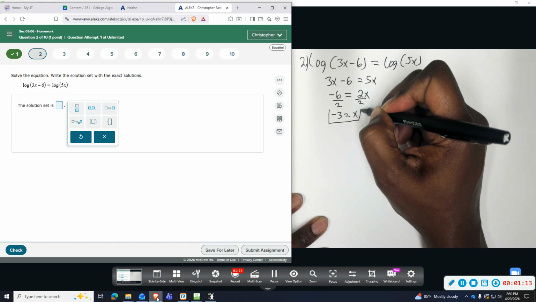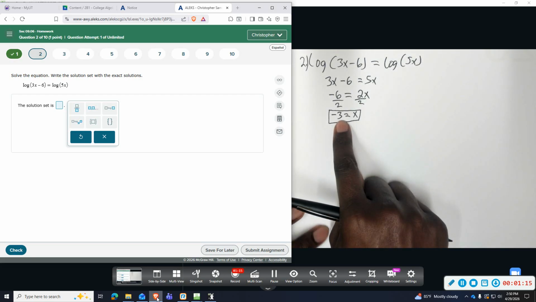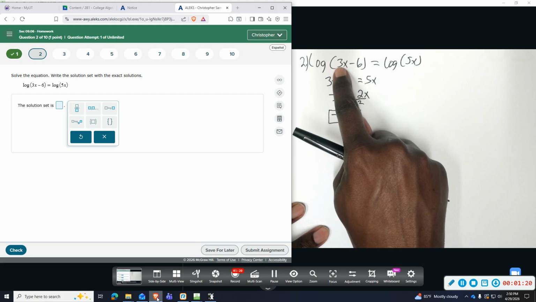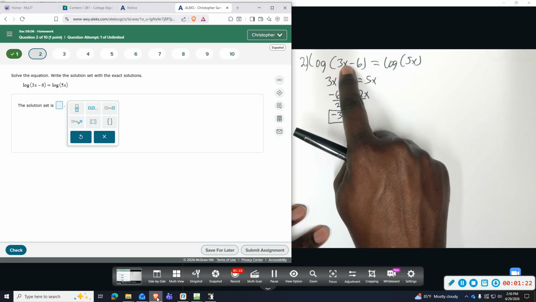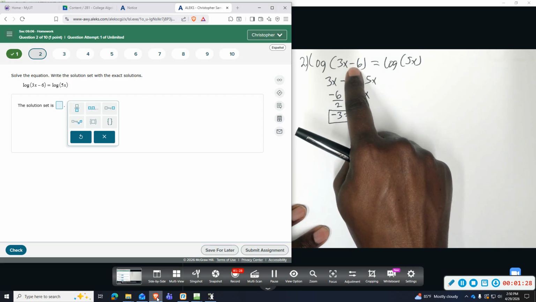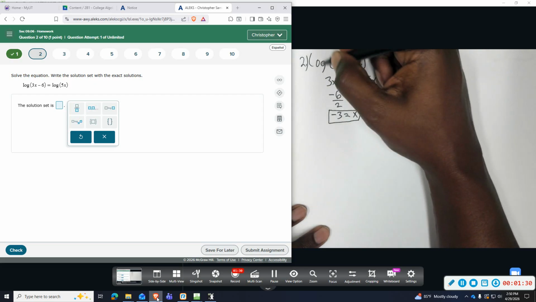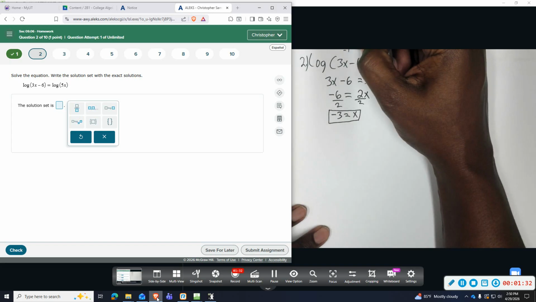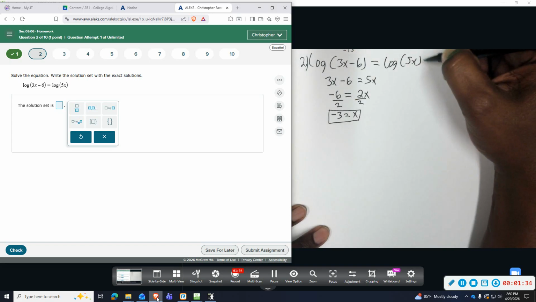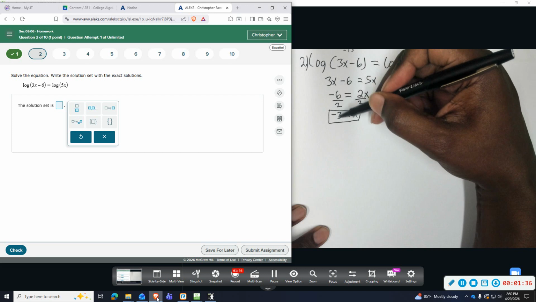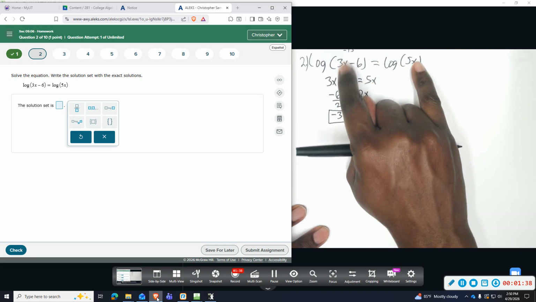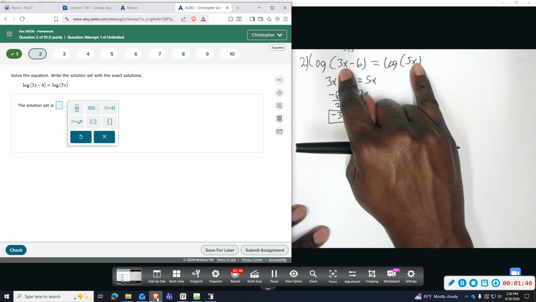Now, this is the solution that we got. We need to check it. If we plug in a negative 3 here, we get 3 times negative 3, negative 9. Negative 9 minus 6 will give us a negative 15. Now, we cannot take the log of negative 15, so that won't work. But 5 times, again, negative 3 will give me negative 15. So that is the answer that makes them both the same.